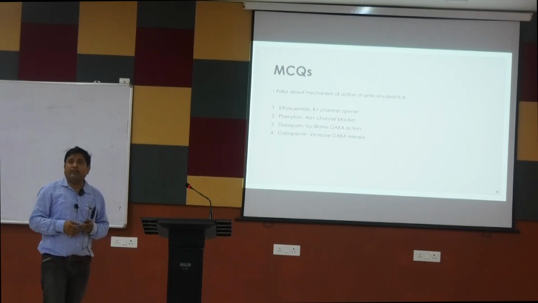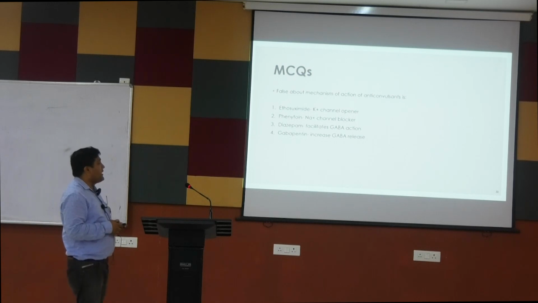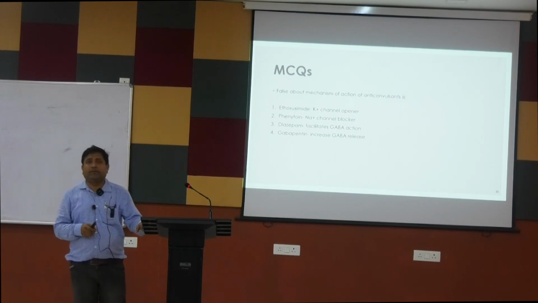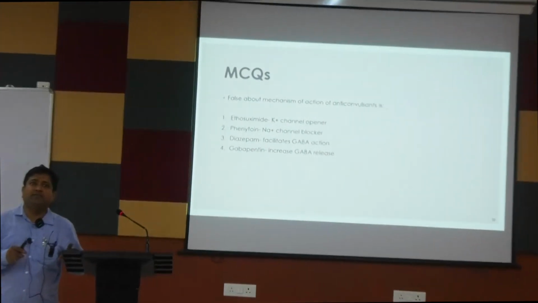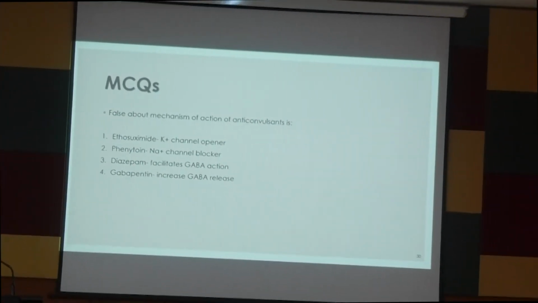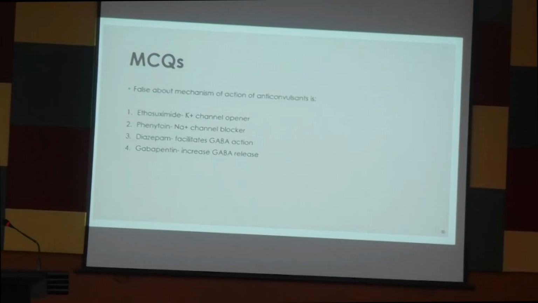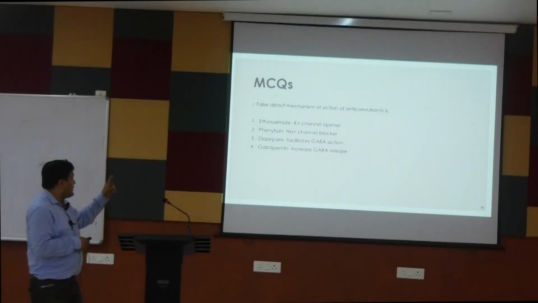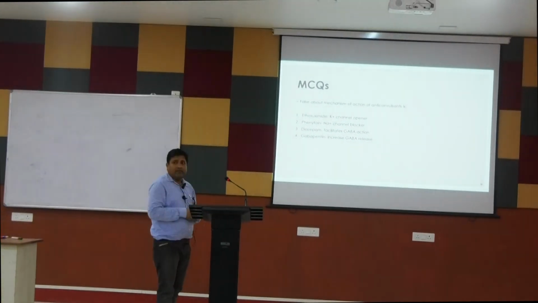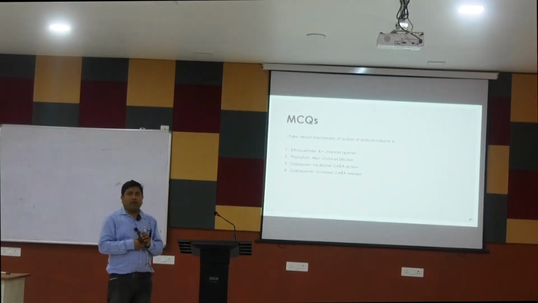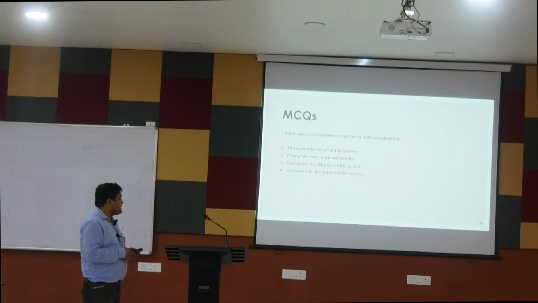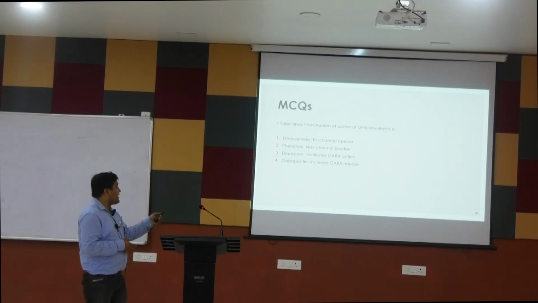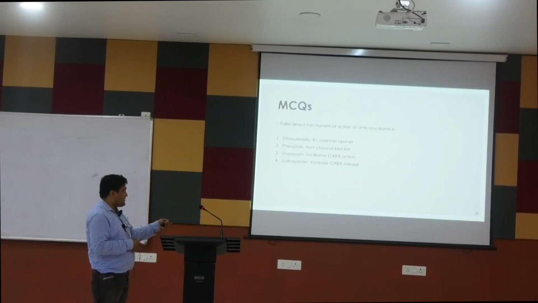Now, first about the mechanism of action of anticonvulsants. How does ethosuximide act? It acts by blocking or inhibiting T-type calcium channel. That is false. Phenytoin, yes, the sodium channel blocker. It blocks the inactivated state of sodium channel. Diazepam, yes, is a benzodiazepine. It acts on the GABA benzodiazepine receptor, so it facilitates GABA action. Gabapentin, yes, it increases GABA release.